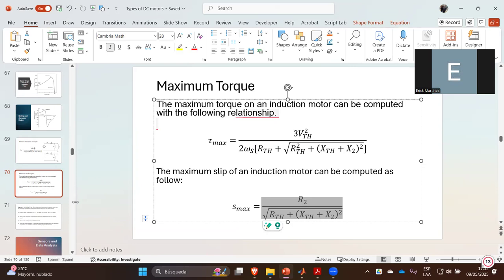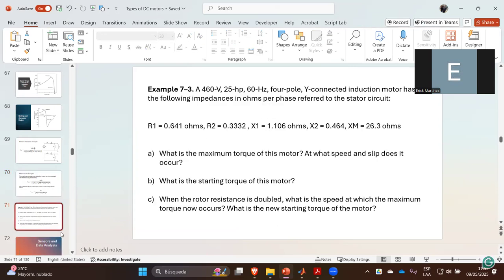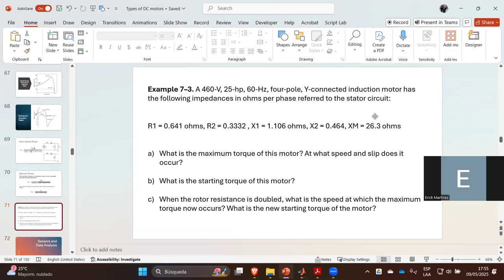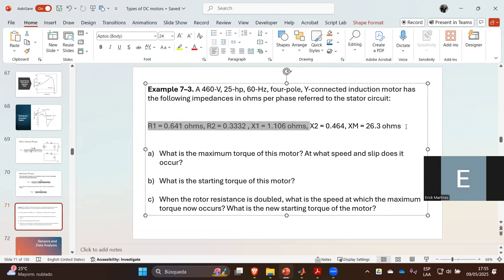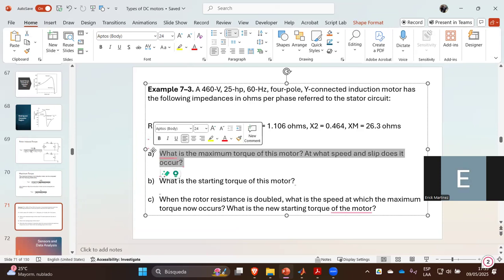So what I want to do now is make a brief example of how we can compute this induced torque, this maximum torque, and so on. For this purpose, we have the following problem. A 460 volt, 25 horsepower, 60 hertz, 4-pole star-connected induction motor has the following impedances in ohms per phase, referred to the stator circuit. We need to compute what is the maximum torque of this motor and at what speed and slip it occurs.